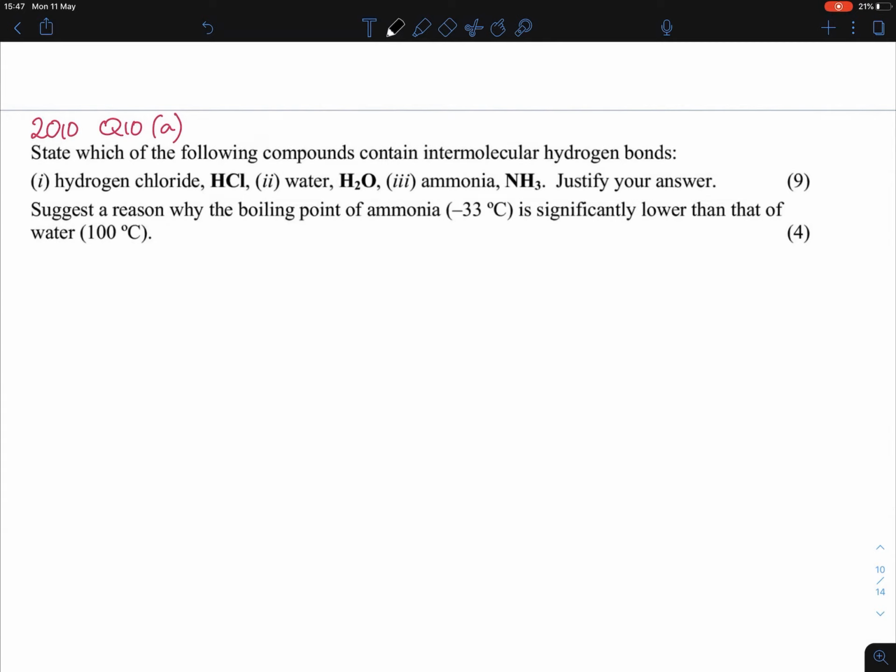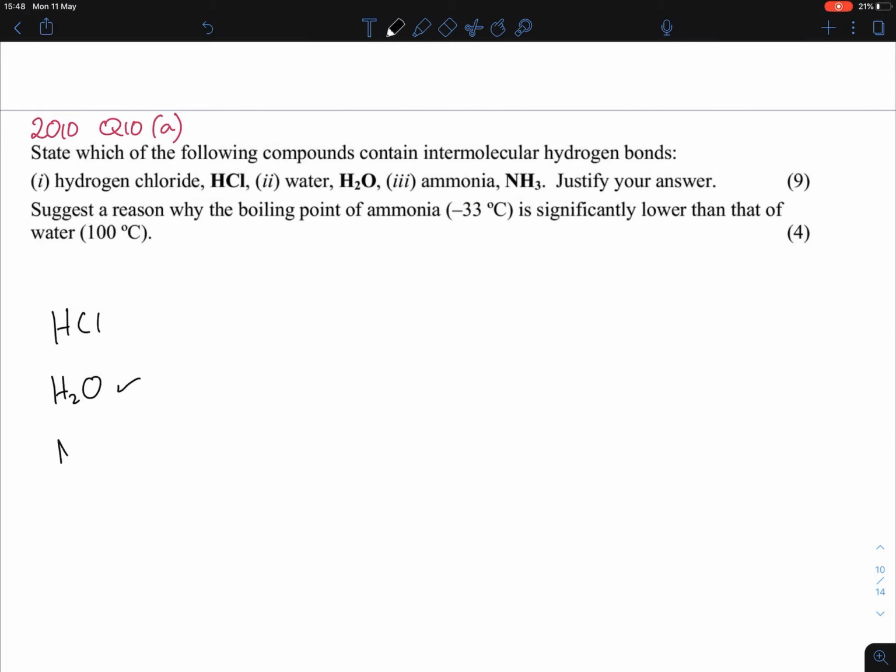So this was part A, question 10. State which of the following has hydrogen bonds, I, part 3, and justify your answer. So hydrogen chloride is HCl. And remember, hydrogen bonds need hydrogen and nitrogen, oxygen, or fluorine. So, water, H2O. Is oxygen present? It is. So water is going to be fine.